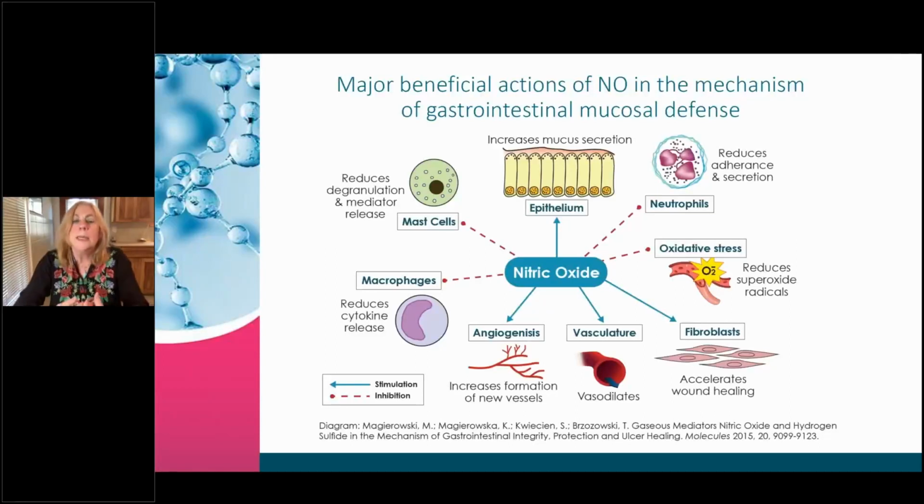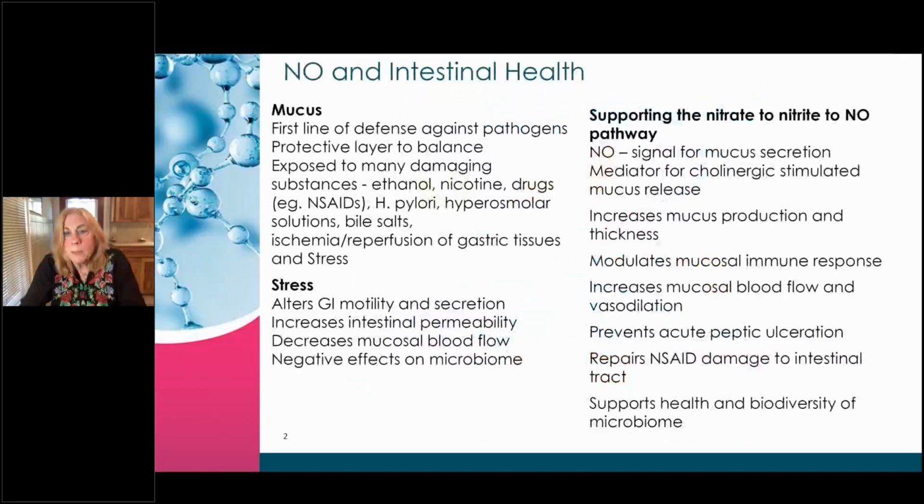So in the gut, nitric oxide is essential for mucus production. It reduces degranulation and mediated release of the mast cells, reduces cytokine release from the macrophages, increases formation of new blood vessels, vasodilates, accelerates wound healing, reduces superoxide free radicals, and reduces adherence and secretion of the neutrophils. So mucus, our first defense against pathogens. It's our protective layer to balance the good bacteria and the bad bacteria. And it's exposed to many damaging substances.